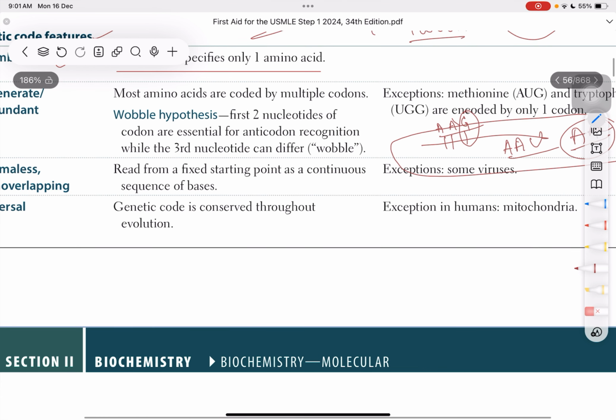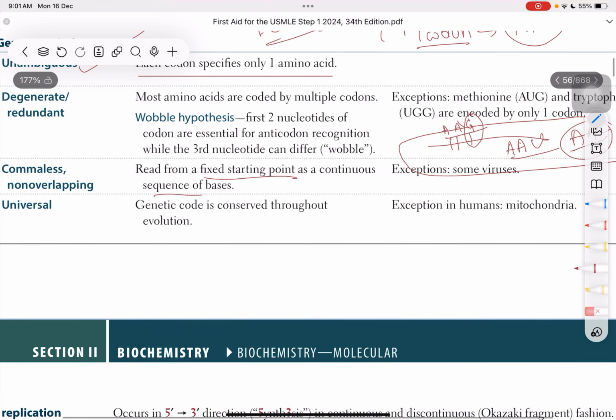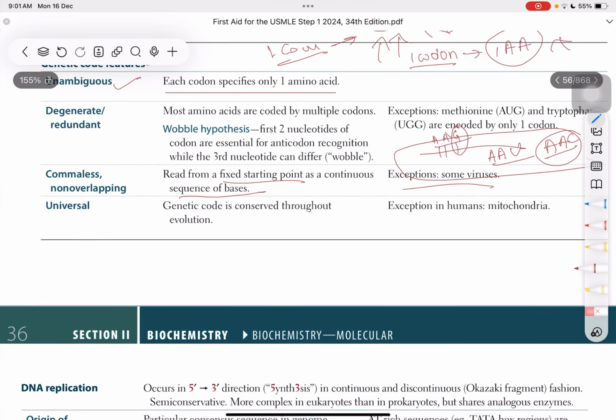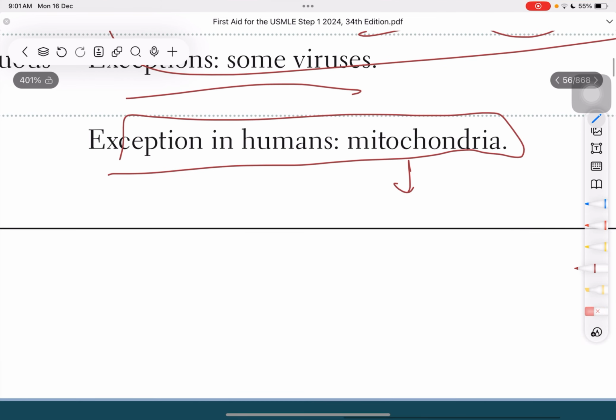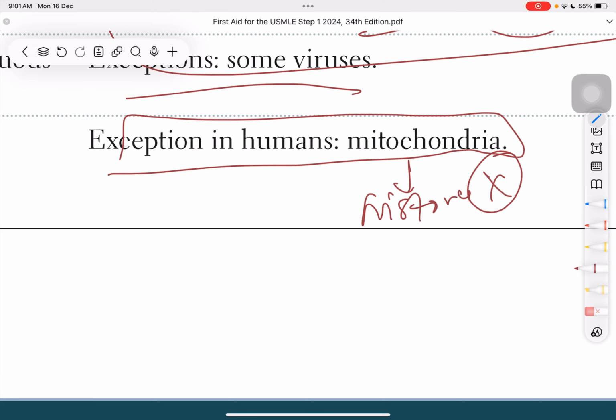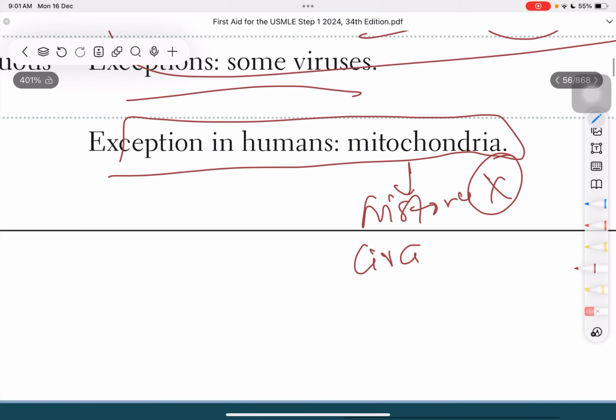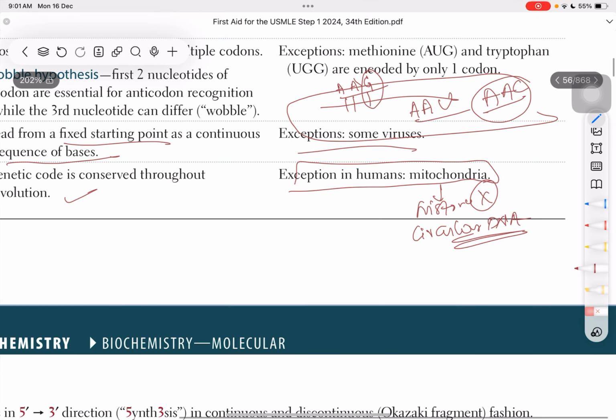It's commaless and non-overlapping, read from a fixed starting point as a continuous sequence of bases. Exceptions are rare. It is universal. The genetic code is conserved throughout evolution, except in this. This is important. Another thing we learned is that mitochondria do not have histones, and also it contains circular DNA. These both are important.